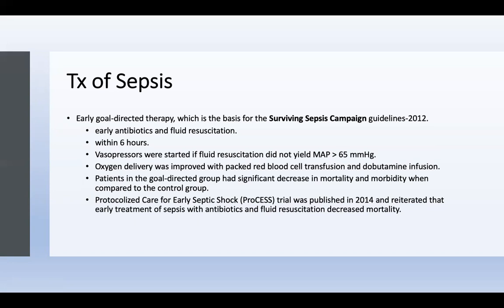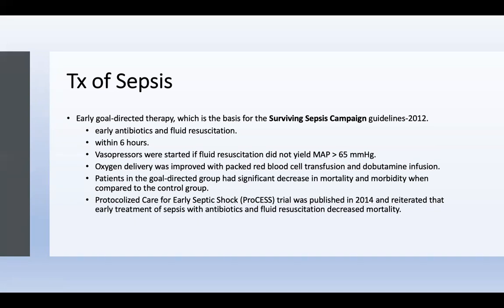Another part of early goal-directed therapy is vasopressors. And generally they were started if fluid resuscitation did not yield a MAP greater than 65. Blood transfusions were considered if needed. And again, we've shown in a number of studies that patients in the goal-directed group had significant decrease in morbidity and mortality when compared to the control groups.